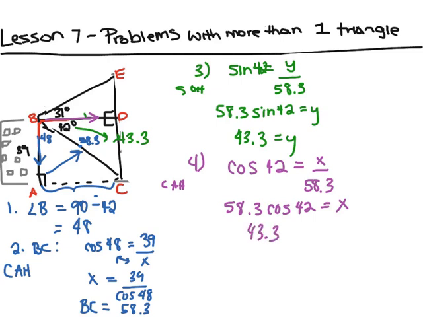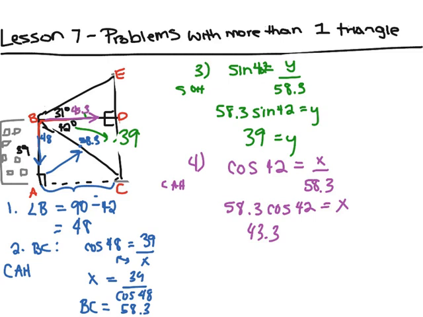43.3. And I wrote the wrong number down. This one's 39. So go back, change that. This should be a 39. I just wrote the wrong number. So this number is 43.3.